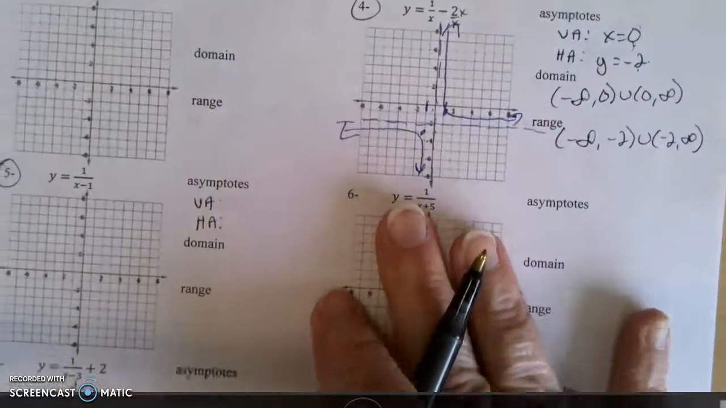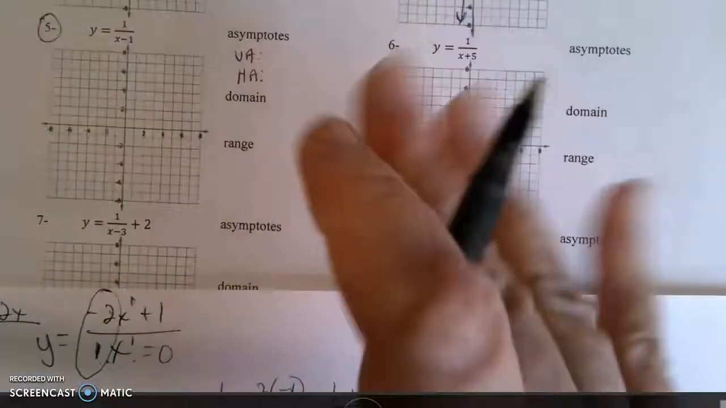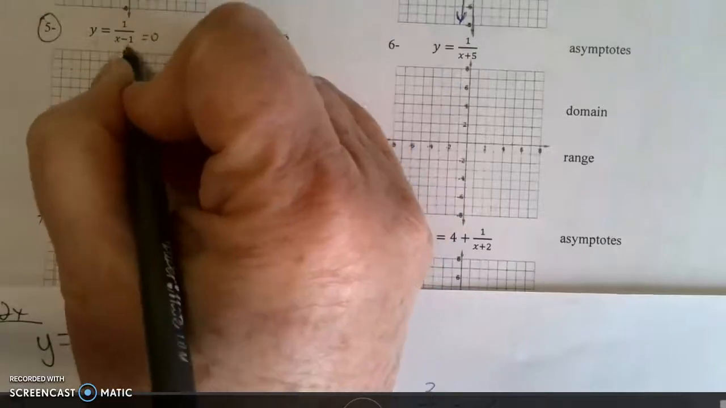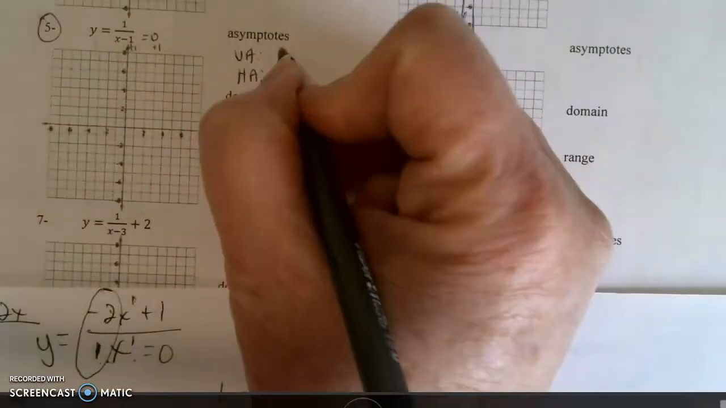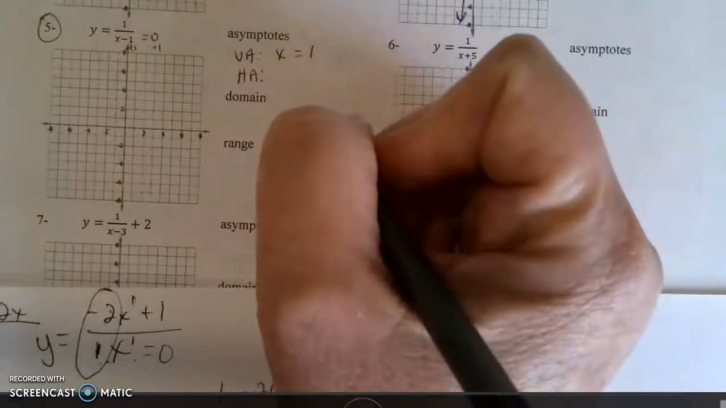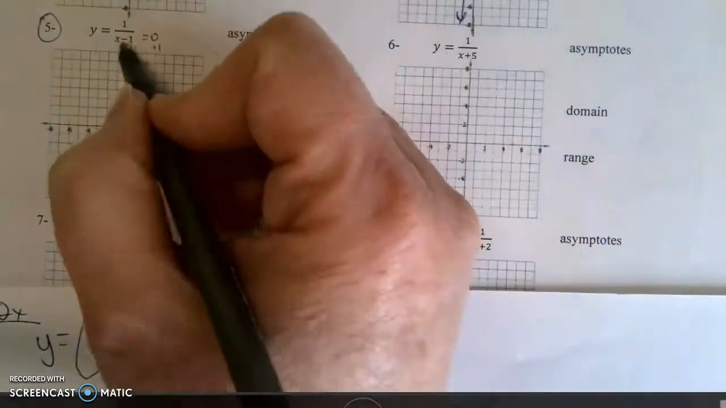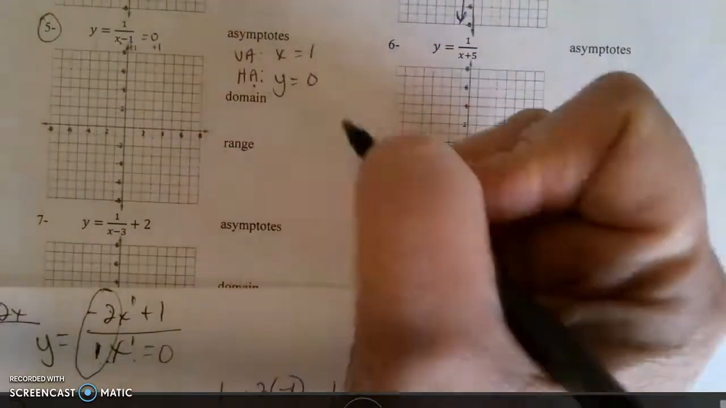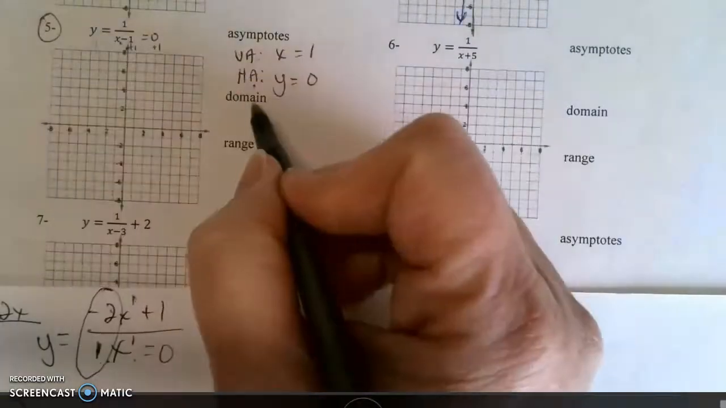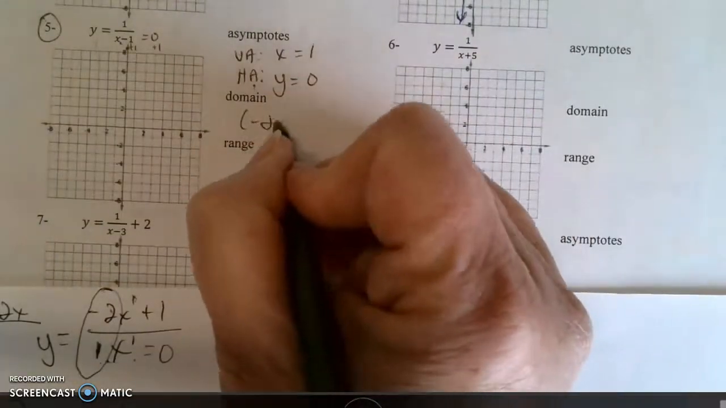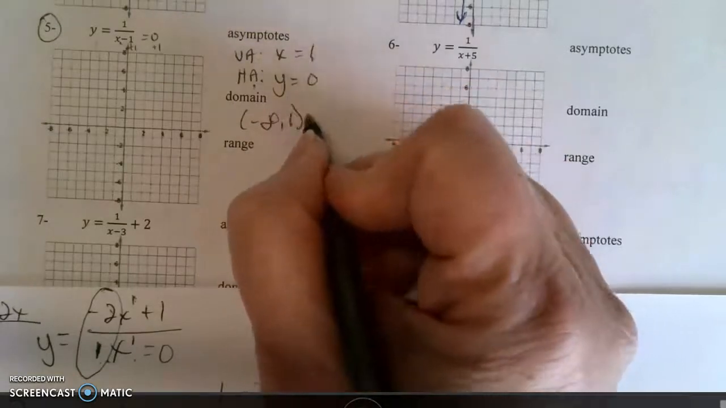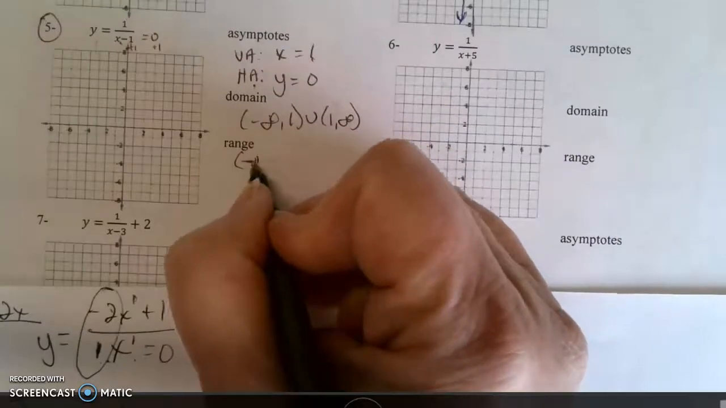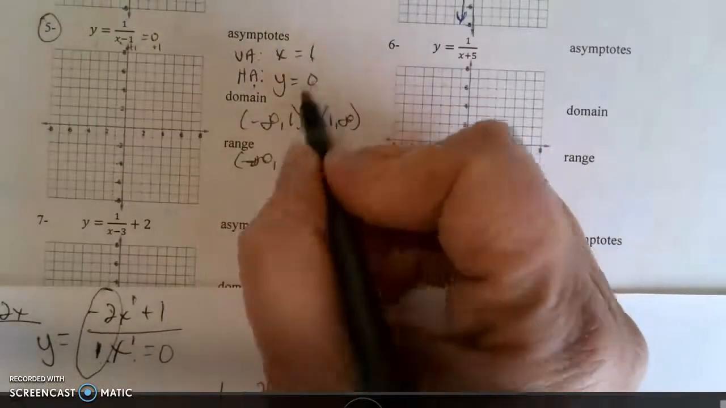All right. Now let's go to number 5. Okay, so my denominator this time is x minus 1. So I'm going to add 1. So I get x equals 1. My horizontal asymptote, it's bigger in the denominator, so it's y equals 0. In fact, I can do my domain without even looking at it. X says to stop at 1. And y says to stop at 0.